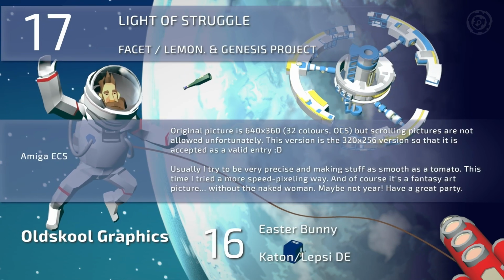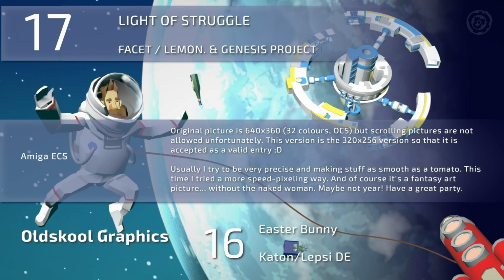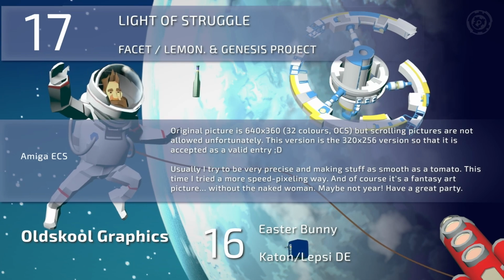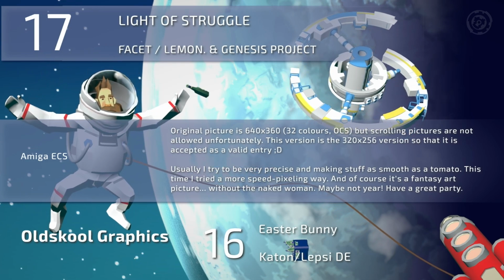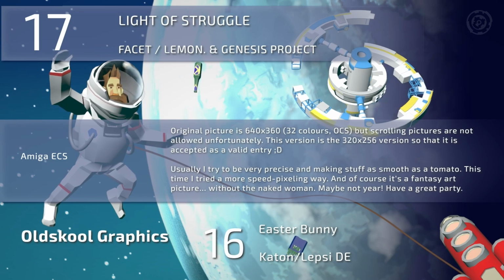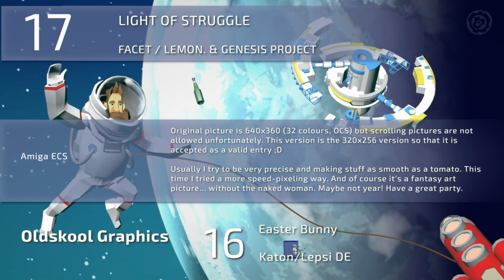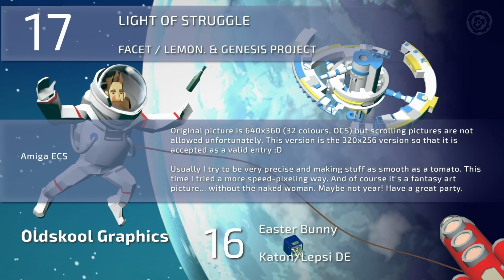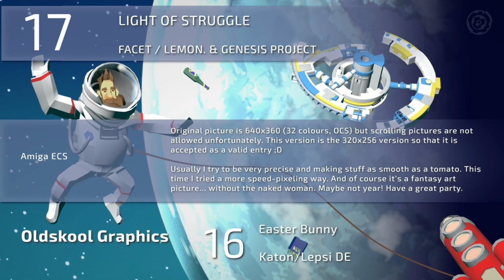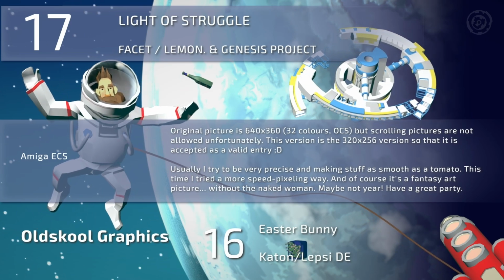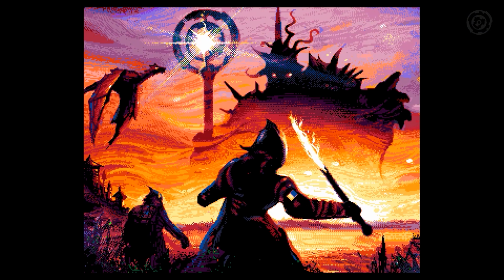It stands out. Number 17, Light of Struggle by Facet of Lemon and Genesis Project. Amiga, 32 colors, this one. This originally scrolled, but that's not allowed. In Amiga demos, you would often get a picture that was two screens wide or tall, and they would just scroll the picture, and your eye just kind of took it in.